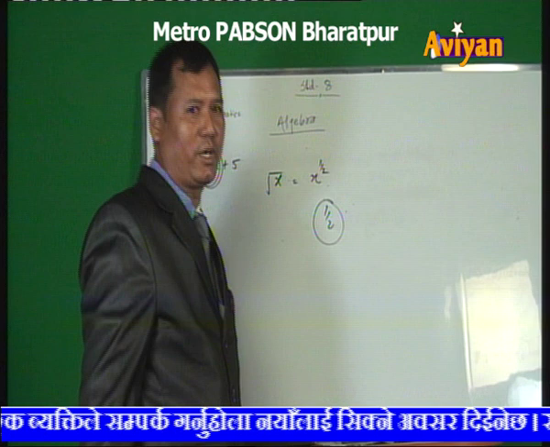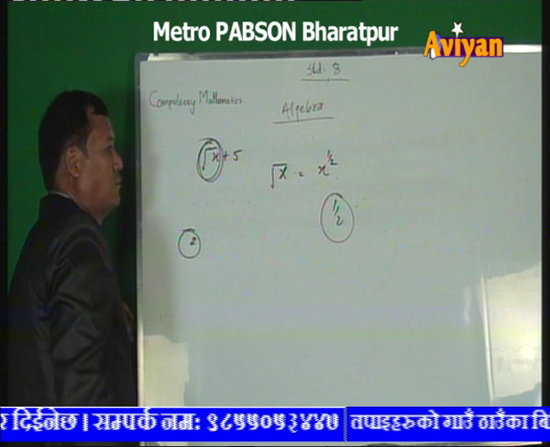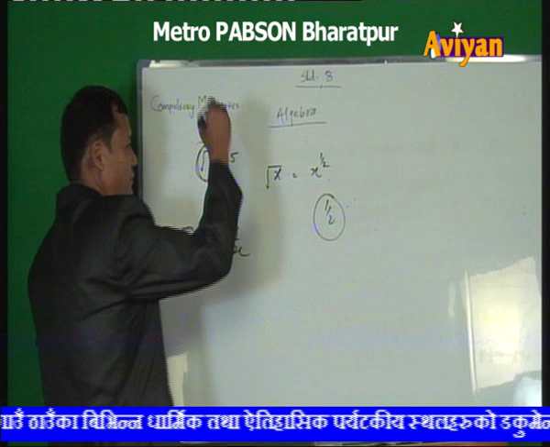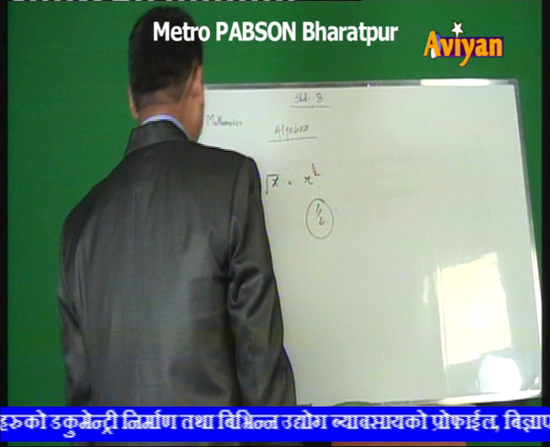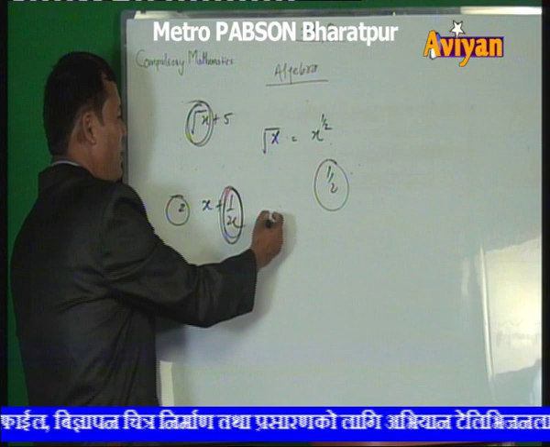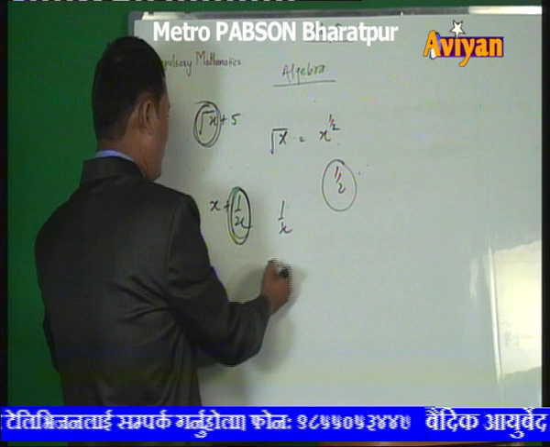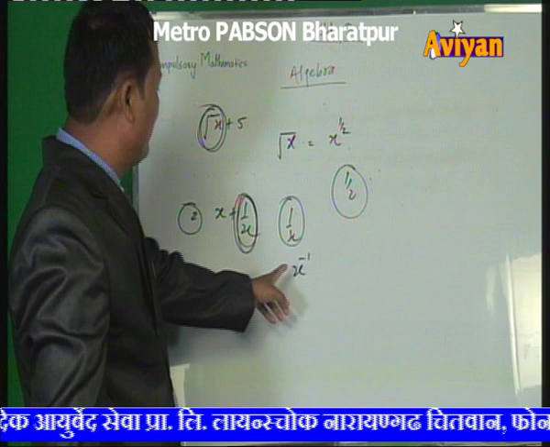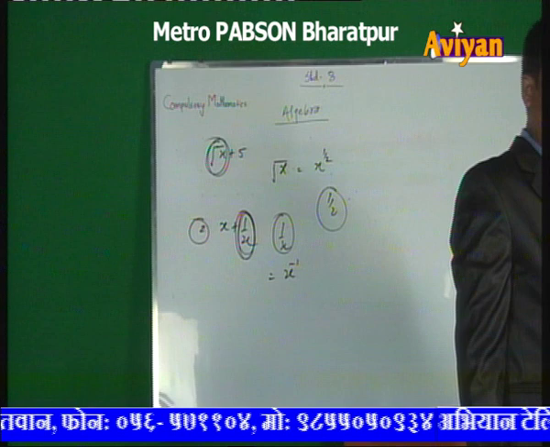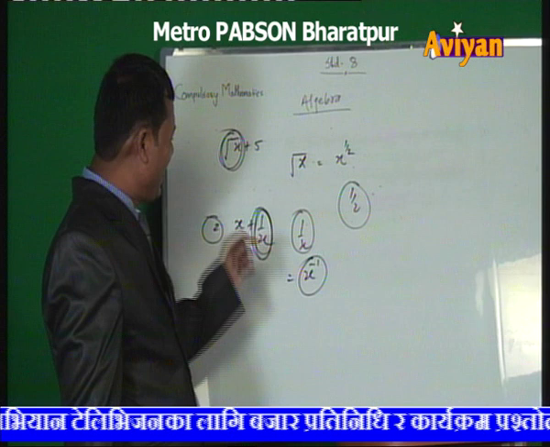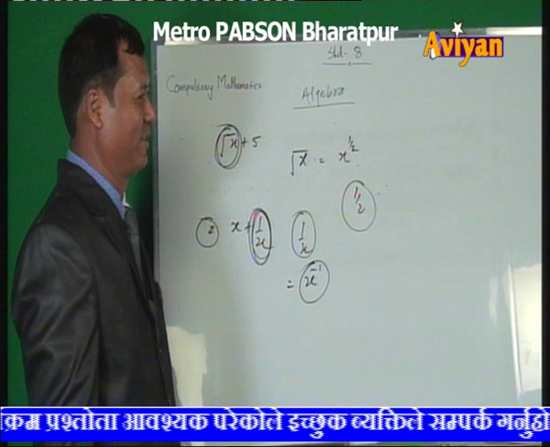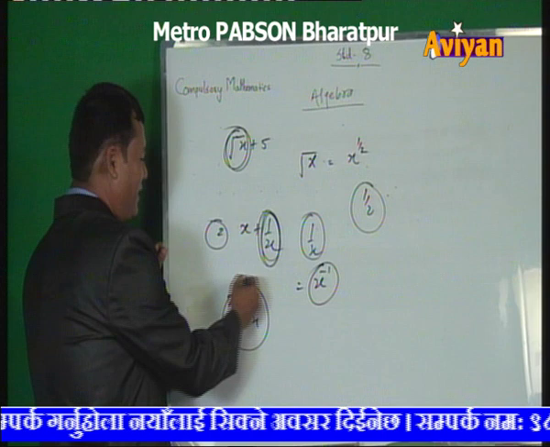Next, x plus 1 by x is not a polynomial because here also, in 1 by x, what is the power of x? If you change this one, it is x to the power minus 1, by the law of indices. You already know this from your previous class, in class 7 also. So the power of x is minus 1. Minus 1 is not a whole number. So x plus 1 by x is not a polynomial.